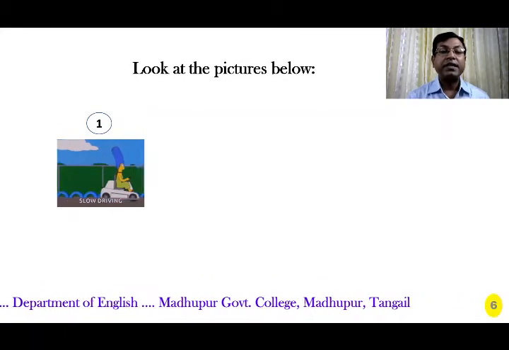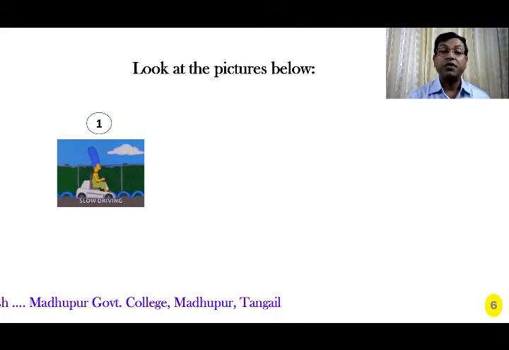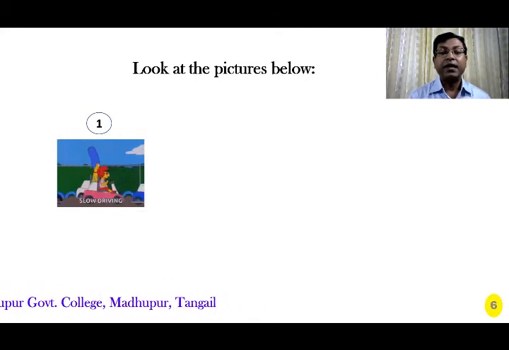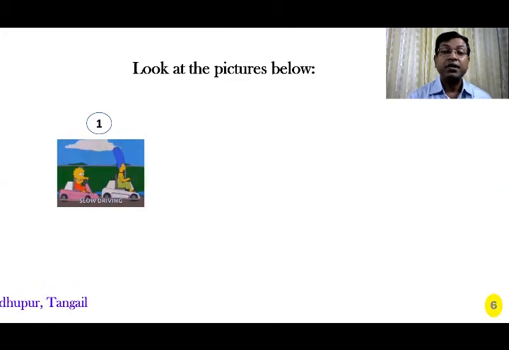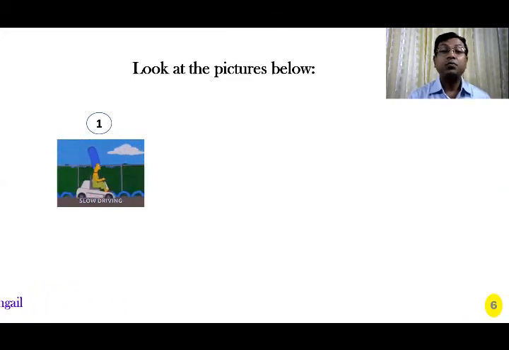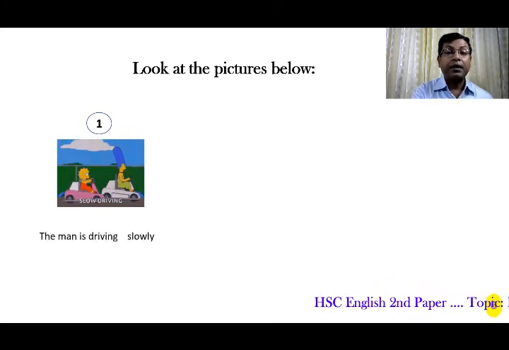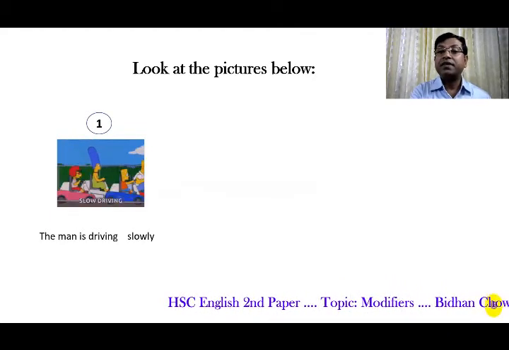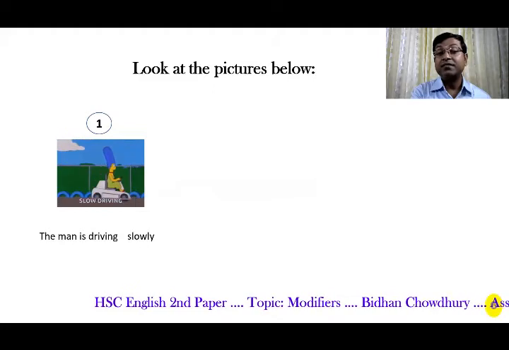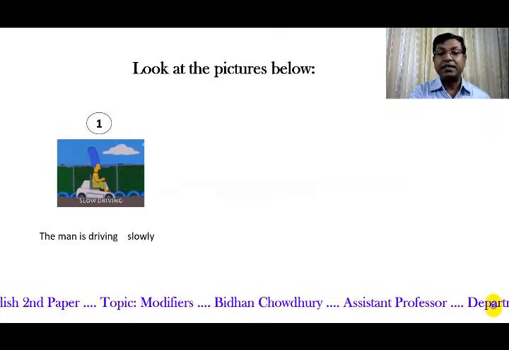All of them are overtaking the car with the driver having a long blue cap on his head, very peculiar type of hat. All of the drivers are overtaking the car. So actually, the driver with long blue cap is driving very slowly. And if I describe his car, we can say the man is driving. How is he driving? He is driving slowly. As he is driving slowly, other drivers are overtaking him easily.